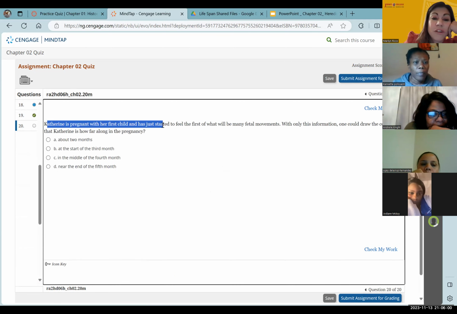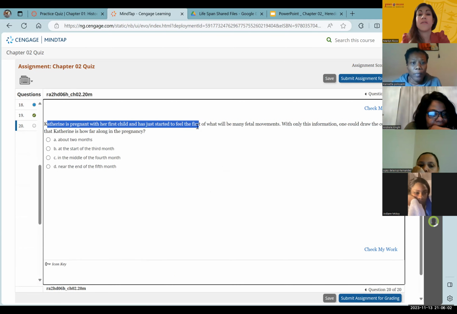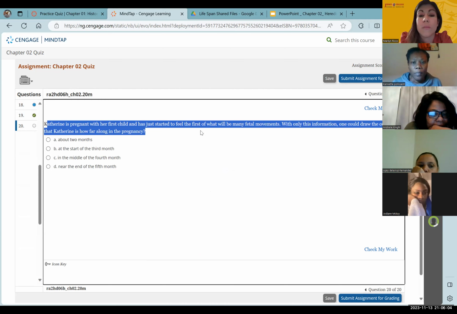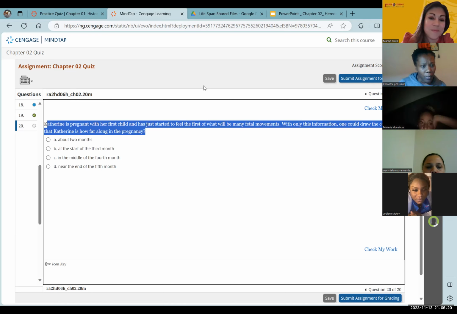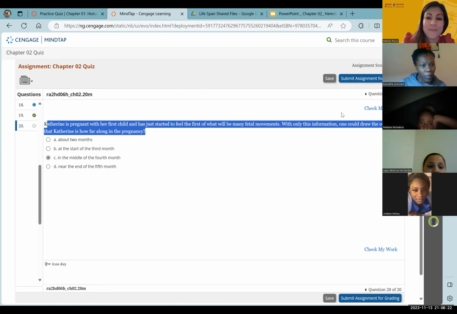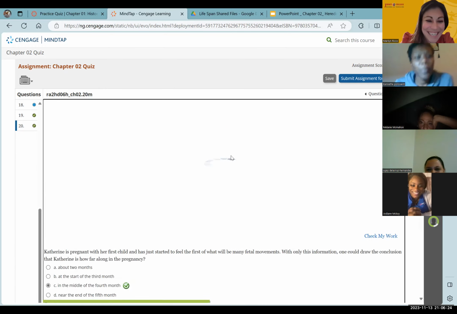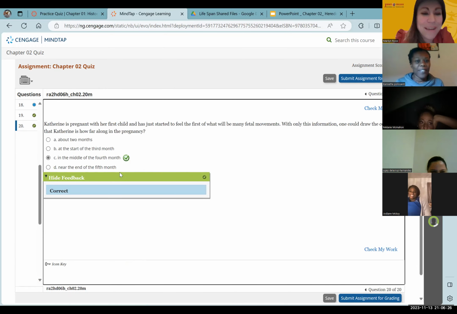Catherine is pregnant with her first child and has just started to feel the first of what will be many fetal movements. With only this information, one could draw the conclusion that Catherine is how far along in the pregnancy? What month? In the middle. I know it's 13 weeks. You got it. In the middle, right?